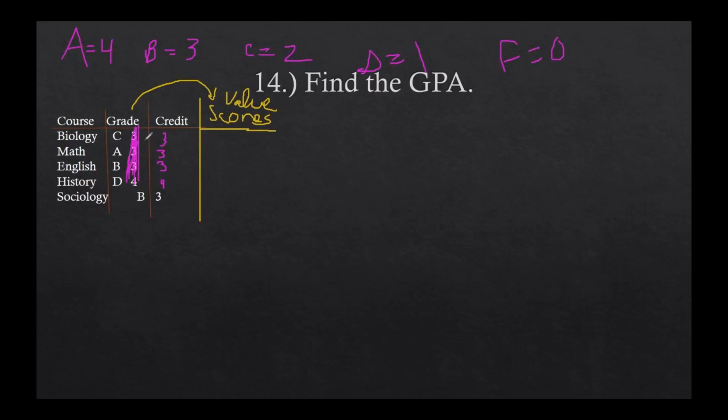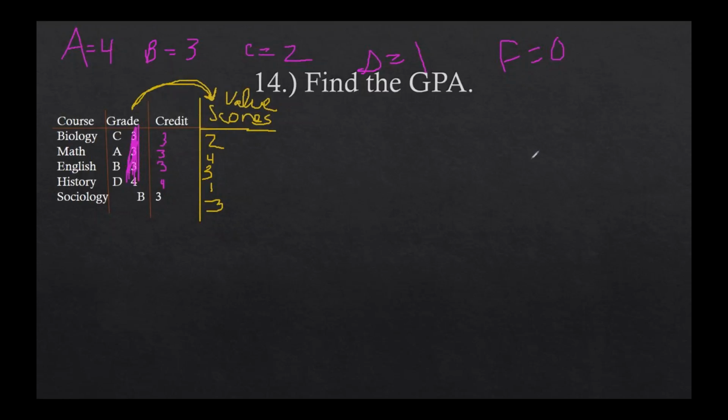A C is worth 2 points. So biology gets a 2. Math, you got an A, naturally, so an A is worth 4. English is a B, that's 3. A D is worth 1. And sociology, a B is worth 3. So basically, the grade leads to a column about the scores or the values of that, and that will allow us then to move forward.